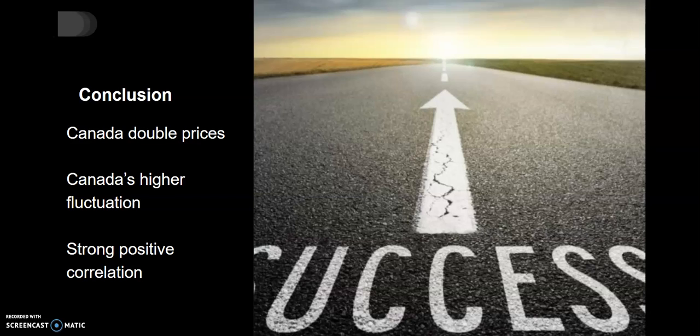In conclusion, overall, Canada, like I said before, pays double the price of the Americans. Canada has a higher fluctuation, which is about double, meaning our prices are moving around more, as well as we have a strong positive correlation, which means that we found success. Our points match up. Oil and gas do have a correlation.